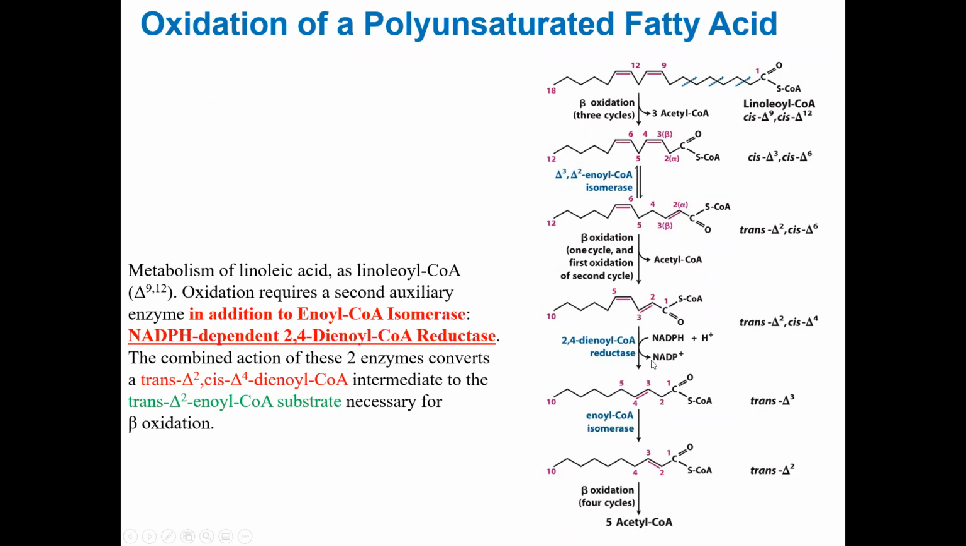All right, so once you do that, what happens here? You basically have produced a trans delta 3, right? So 2 double bonds get reduced to 1 double bond. The double bonds in the previous substrate were between carbon number 4 and 5 and carbon number 2 and 3, one in the trans geometry and one in the cis geometry. 2,4-dienoyl-CoA reductase will basically reduce one of the double bonds and create the trans double bond between 3 and 4. That's what it has done.